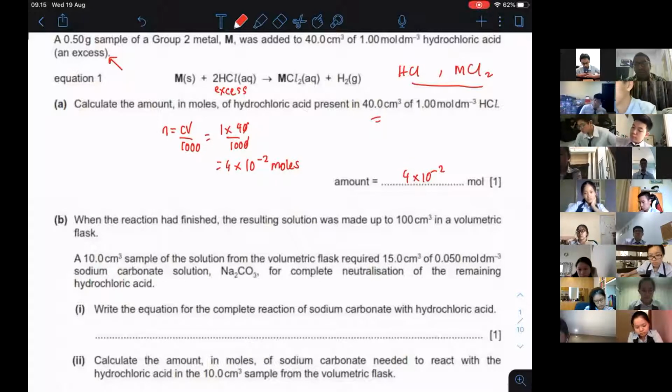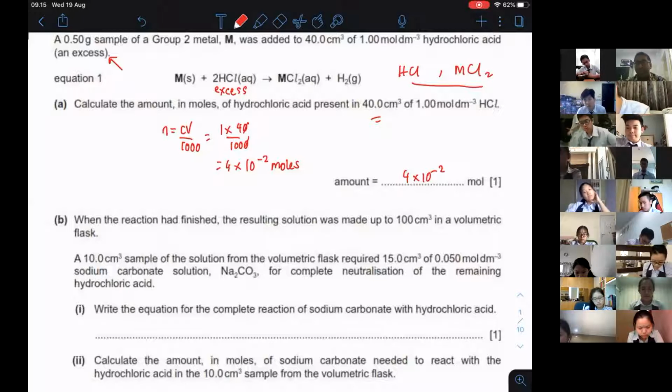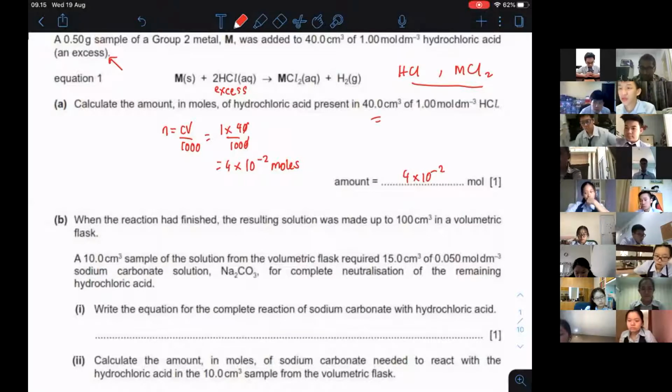So if you have 40 cm3 and then you add water only, the number of moles is still going to be the same. Even if you keep on adding up to 1000 cm cubed or something like that, the number of moles is still going to be the same. This is what we call dilution. Dilution does not change the number of moles, but it changes only the concentration. So the number of moles still remains the same.